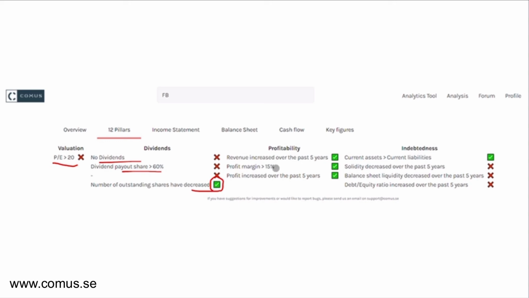Revenue increased over the past 5 years, positive. Profit margin above 15%, positive. Profit increased over the past 5 years, positive. Current assets larger than current liabilities, positive. Solidity decreased over the past 5 years, minus. Balance sheet liquidity decreased over the past 5 years, minus. Debt equity ratio increased over the past 5 years, minus.